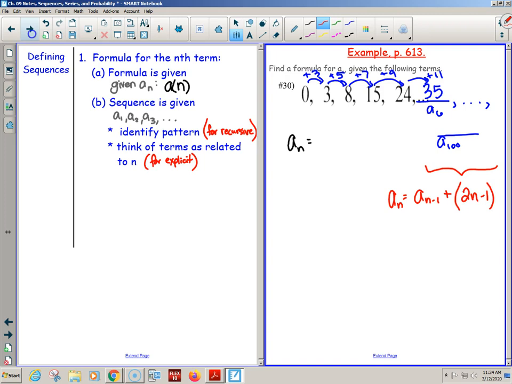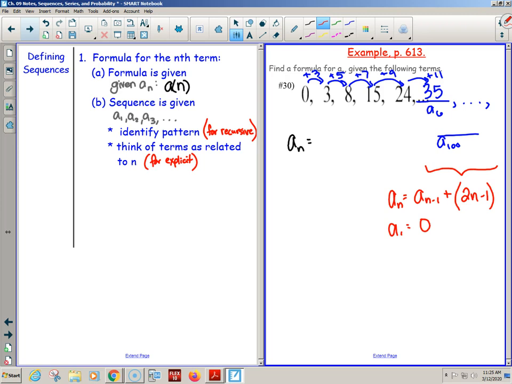There we go. If I start at 0, then to get to the second term, I use the first term, 0, plus 2 times 2, because I'm in the second term. 2 times 2 is 4, 4 minus 1 is 3. So when I get to the third term, I use my second term, 3, and then I add 2 times 3 is 6, 6 minus 1 is 5.